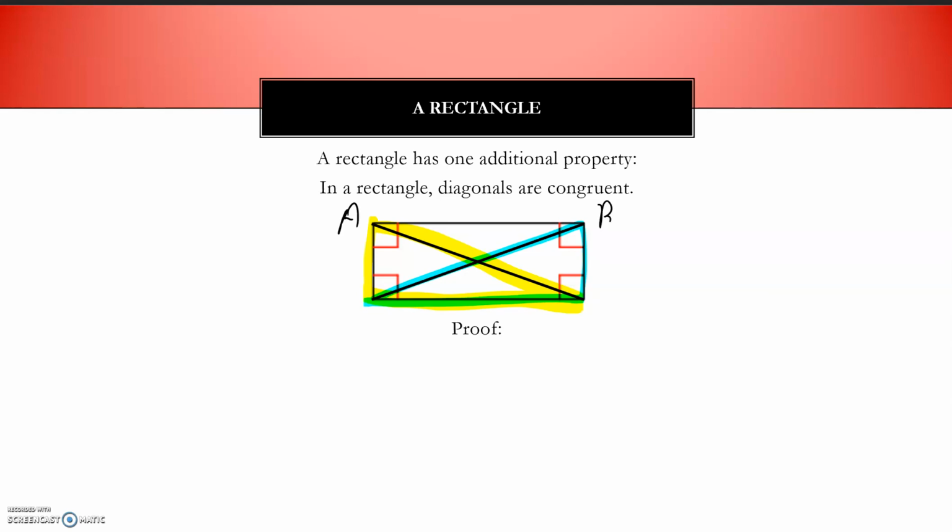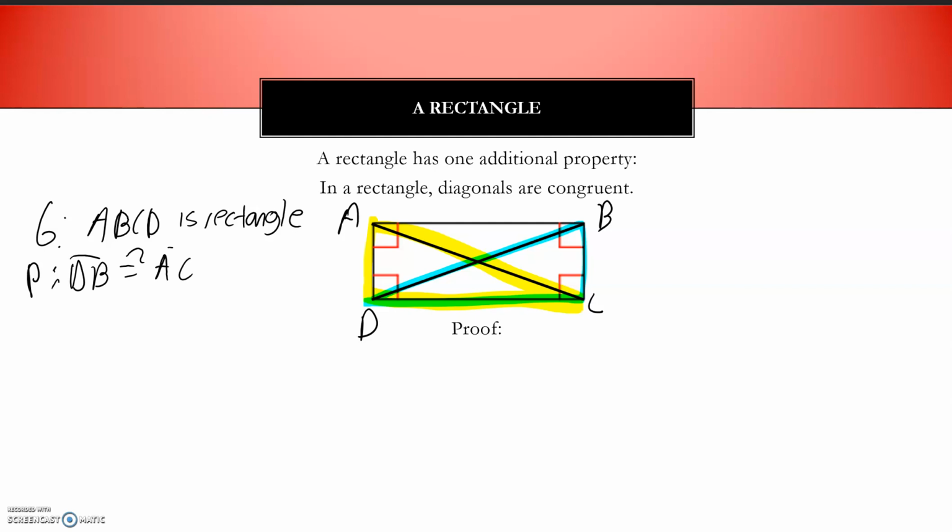We'll say A, B, C, D again. So our given is ABCD is a rectangle. And then after that, we are to prove that DB is congruent to AC. Okay, so our given: ABCD is a rectangle.